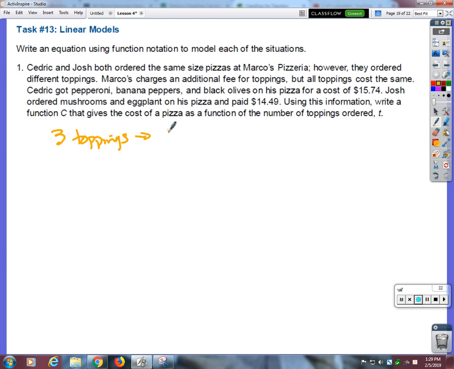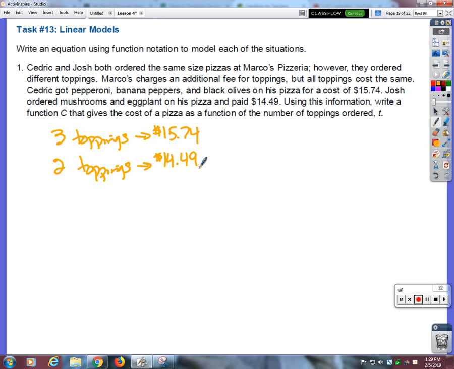Josh ordered mushrooms and eggplant on his pizza and paid $14.49. Using this information, write a function C that gives the cost of a pizza as the number of toppings ordered. Okay? So, how much does each topping cost?